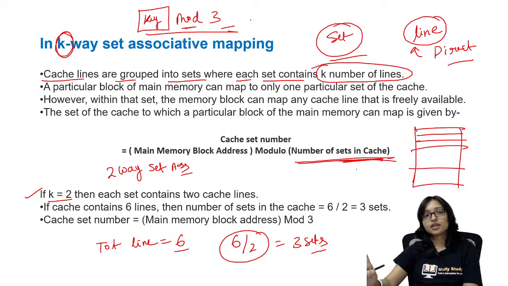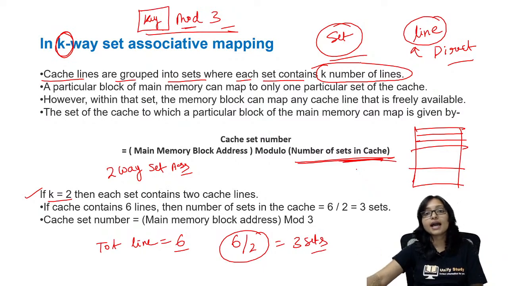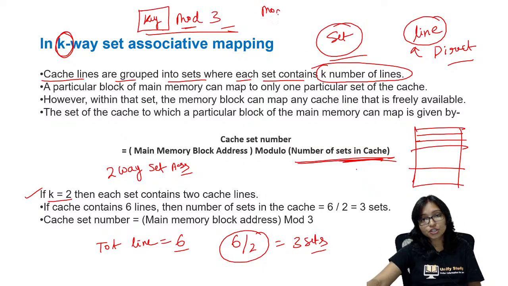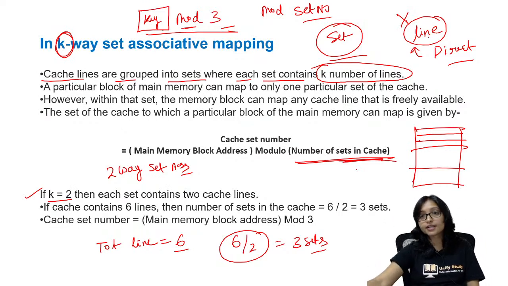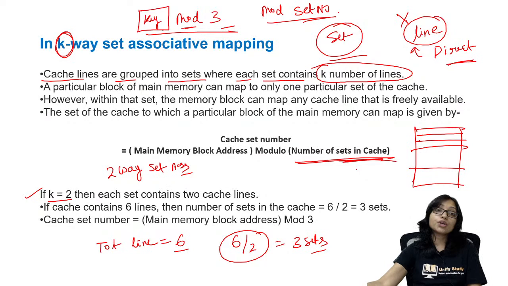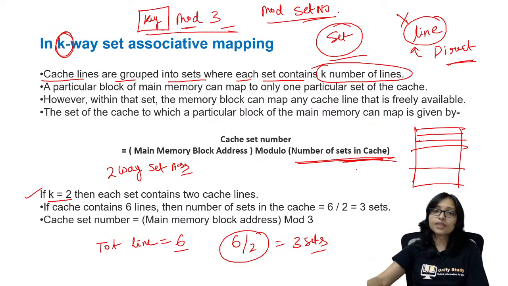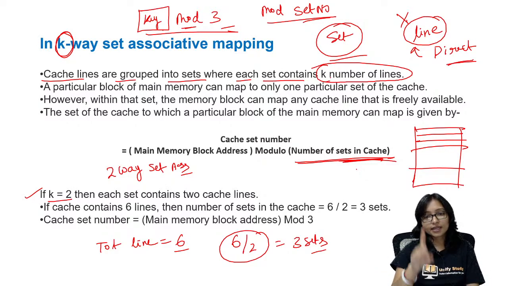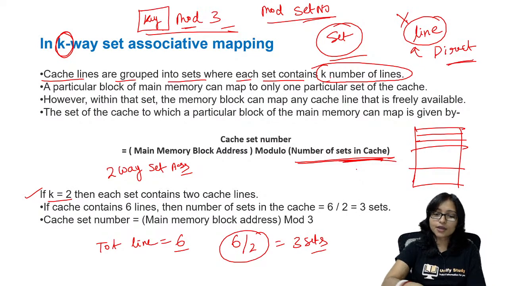Here is the difference. I will do the mod operation with the set number, not with the line number. The line number we were using with the direct cache mapping. Now we will do it with the set number. And in a set, how many lines can be there? That depends on the K. Clear? Is it clear to everyone?